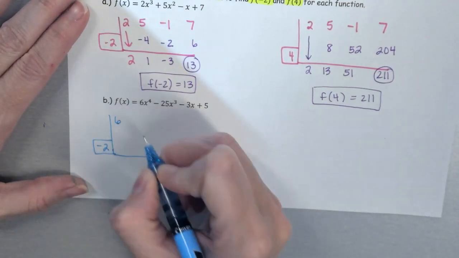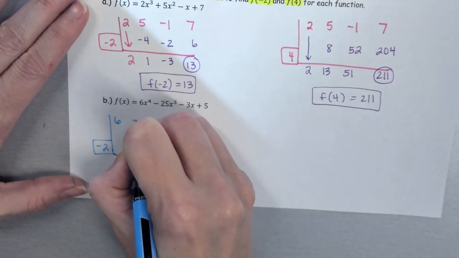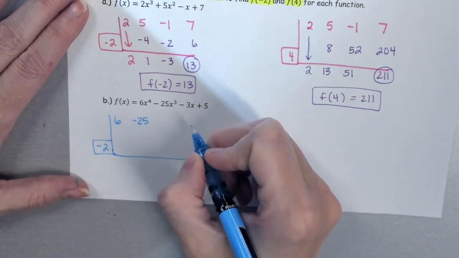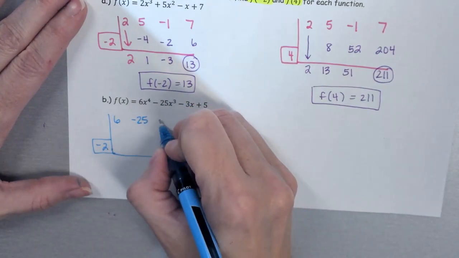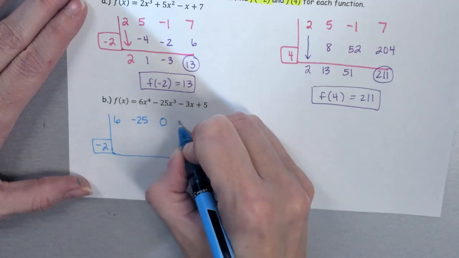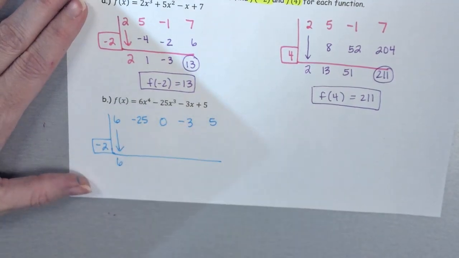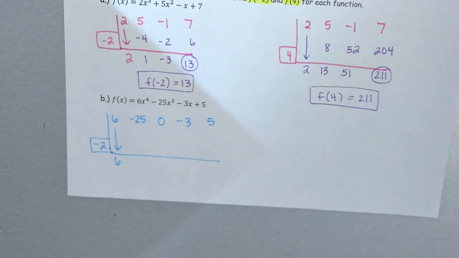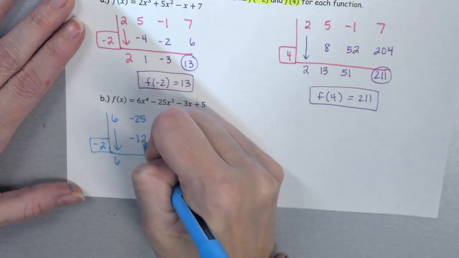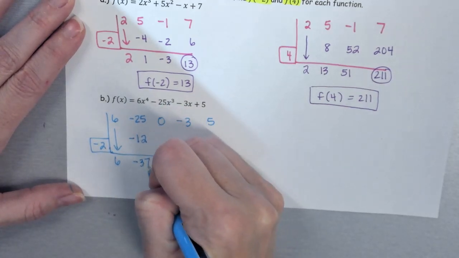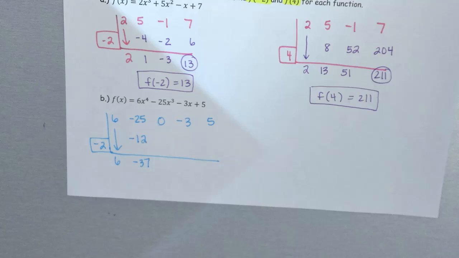Here we're starting with x to the 4th, then x cubed, and then we don't have the x squared. So what do we got to make sure we put there? A 0. Got to have that placeholder. And we always drop that first one down. Okay, so we should have -12. Add to get -37. We're just doubling here.